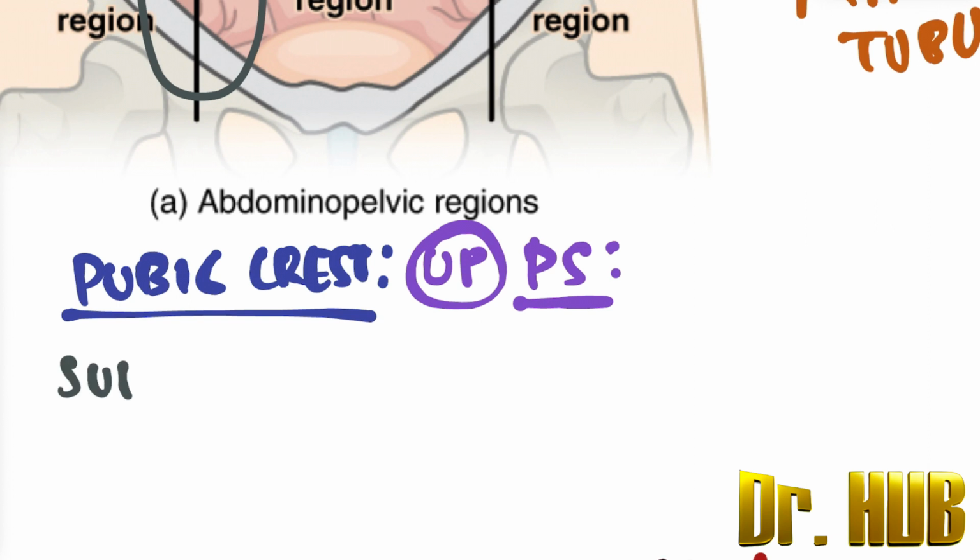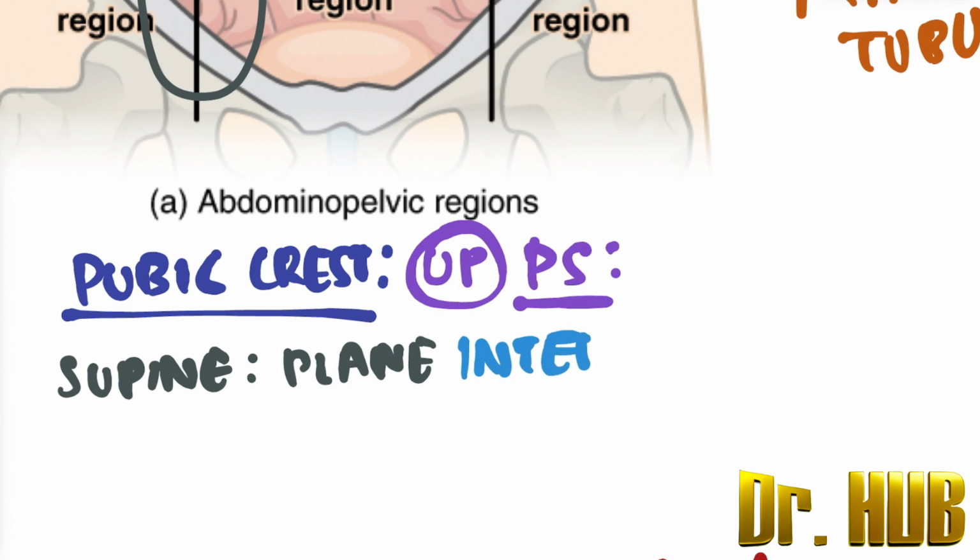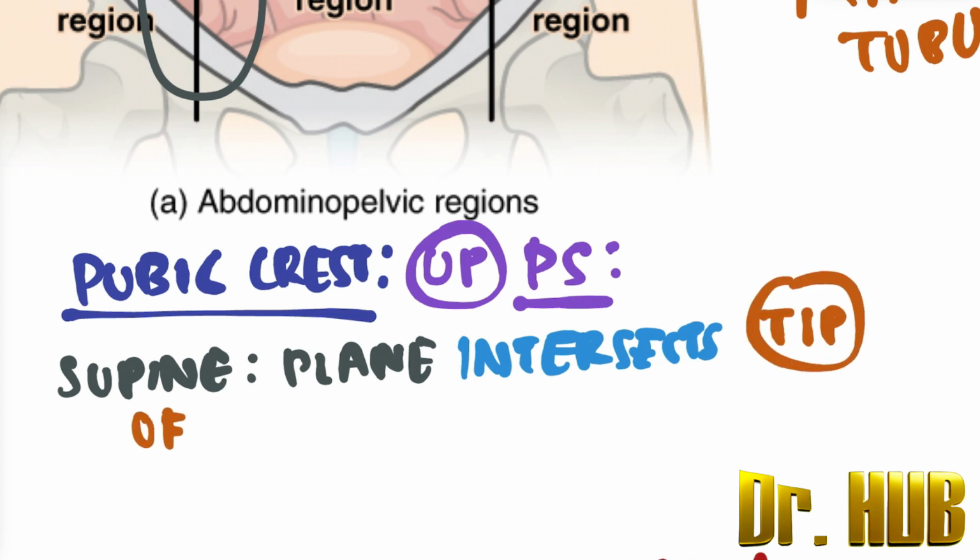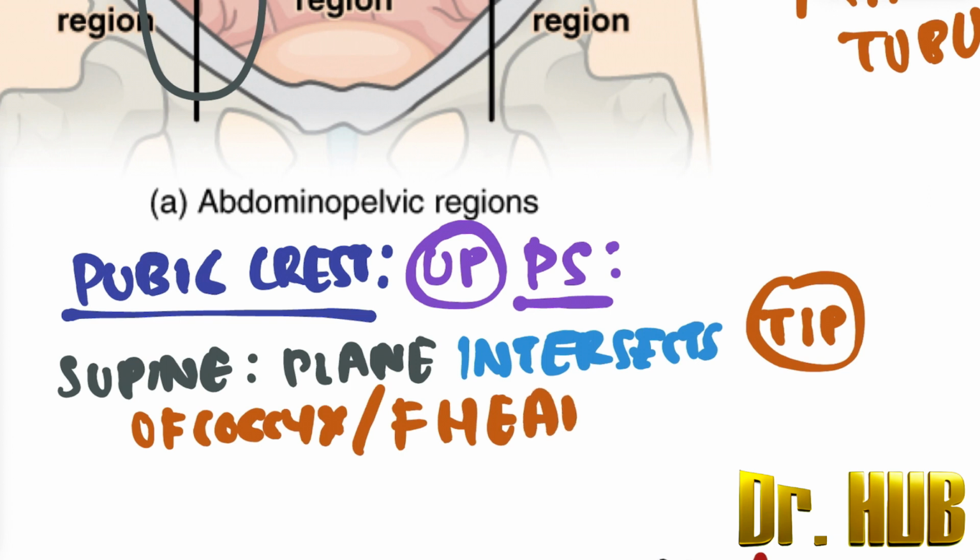In the supine position, the plane intersects the tip of the coccyx and also the femoral head. So we are writing it as the F head.